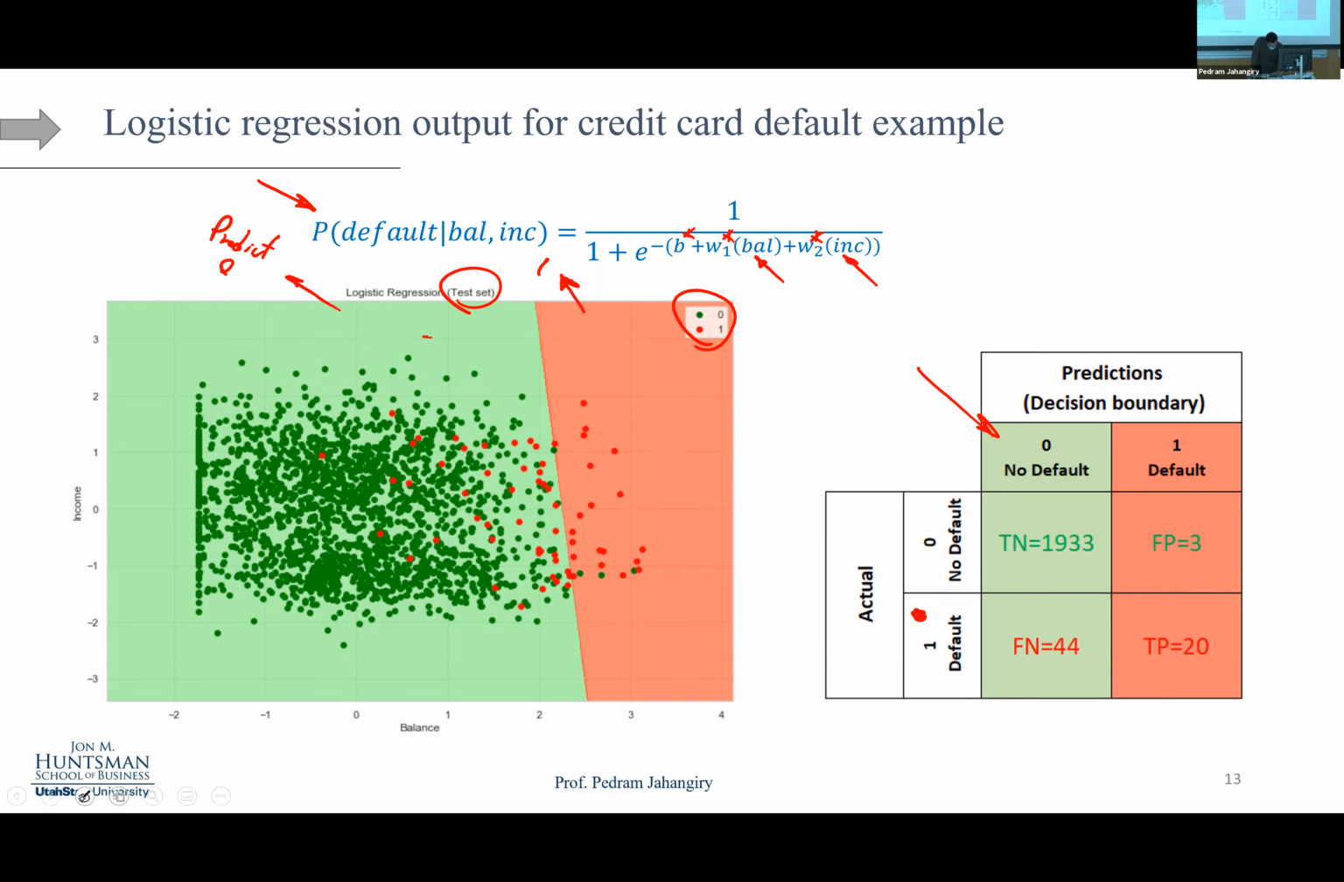Let me see if I can change the color without any headache. Yep, the 0 ones are no default. The red ones are default, right? When you say those are the actuals, do you mean those are the observations themselves? Yeah, these are the actual.